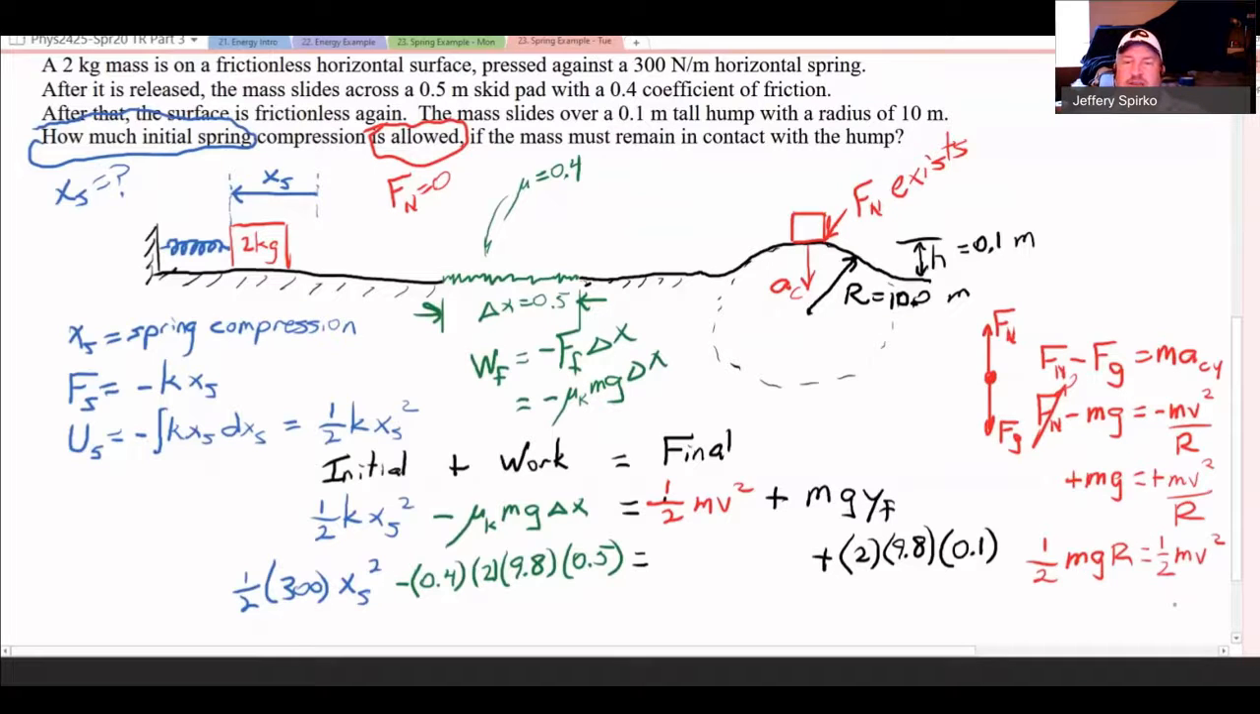And what do you know? We have a formula for the kinetic energy in terms of given values. We know the mass, we know g, and we know the radius of curvature. So we'll just put in 1/2 times 2 times 9.8 times 10.